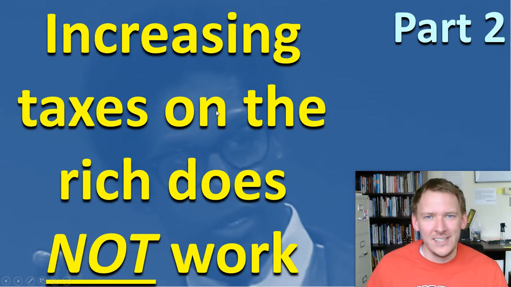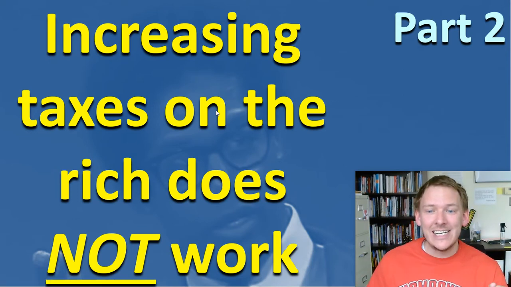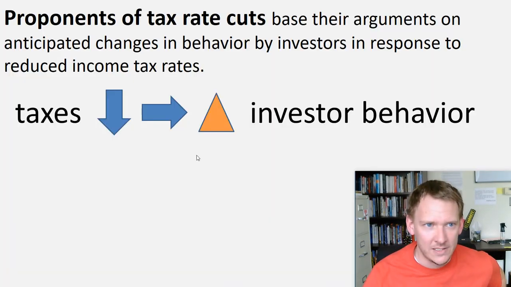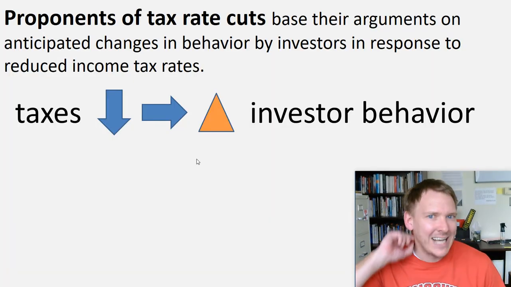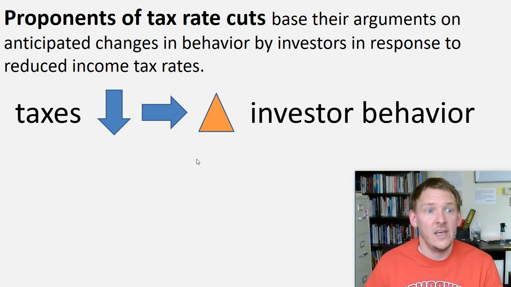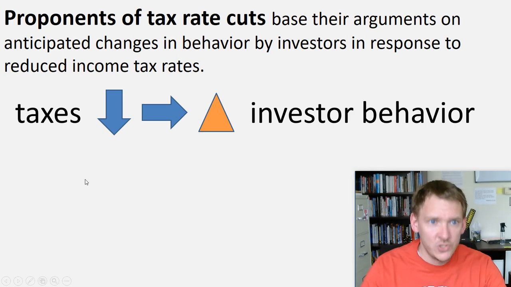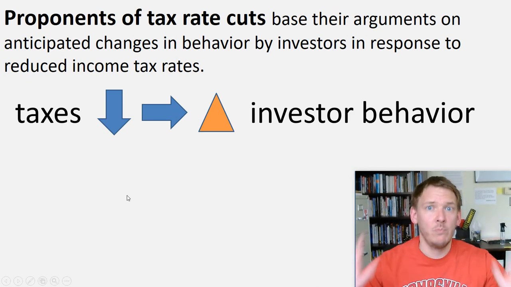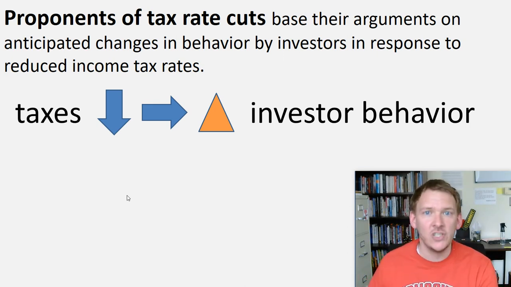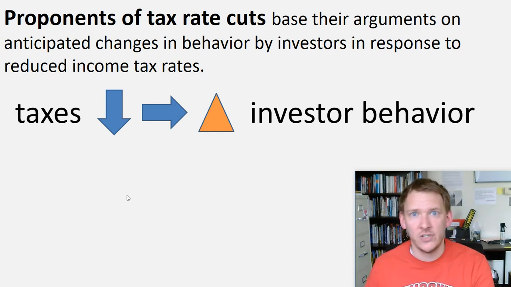Part 2, increasing taxes on the rich. It does not work. I am sorry. Let's get into it. Proponents of tax rate cuts, according to the book that we are going over, base their argument on the anticipated changes in behavior by investors in response to reduced income tax rates. So the proponents are simply saying that if you lower taxes, you will change the behavior of investors.